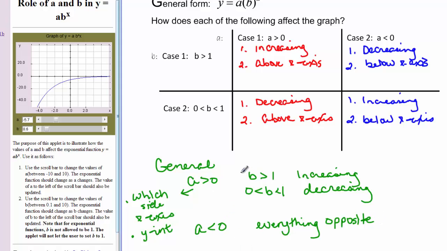So again, in general, we can just remember that B greater than 1 is increasing, B between 0 and 1 is decreasing. And if A is less than 0, then everything will be the opposite of what we think. That way you only have to remember one rule.